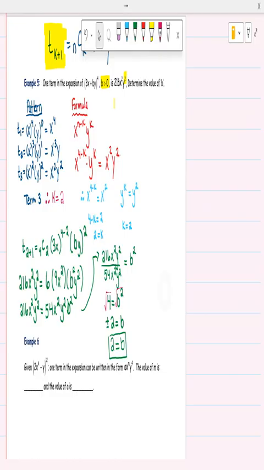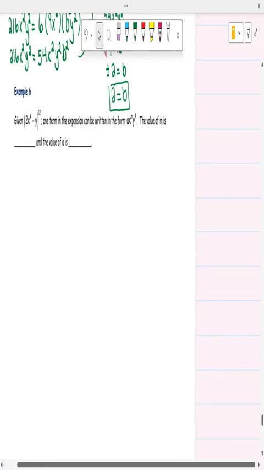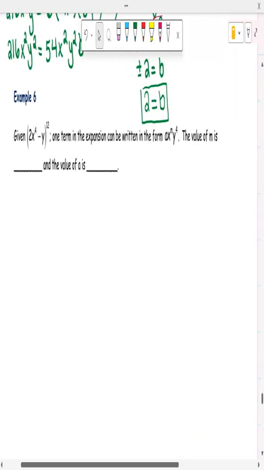All right. So here, a little bit different again. So here it says given (2x^4 - y)^12. Right, so there's my binomial. One term in the expansion can be written in the form of ax^m y^4. The value of m is, and the value of a is.